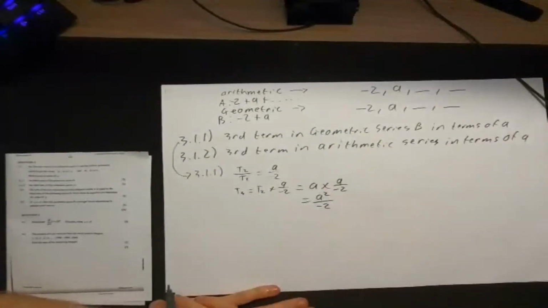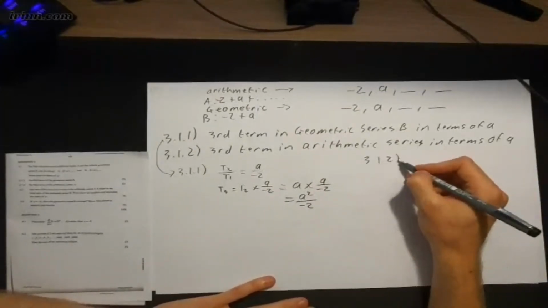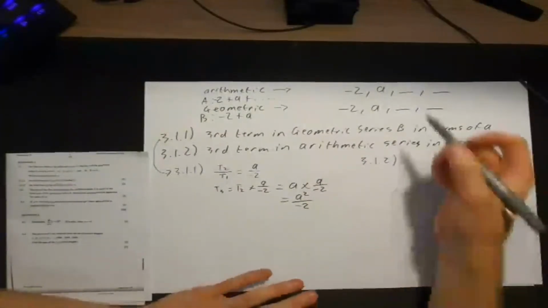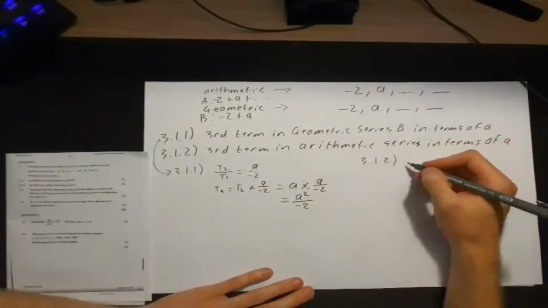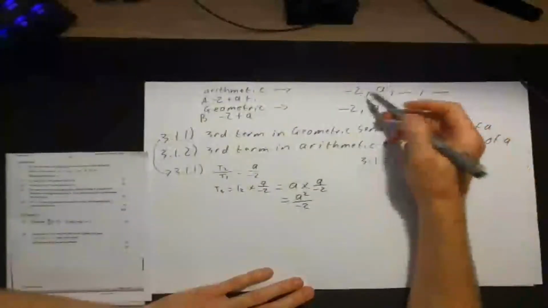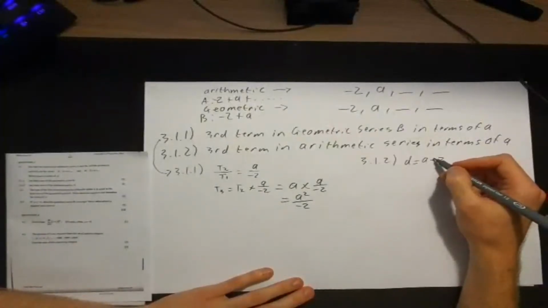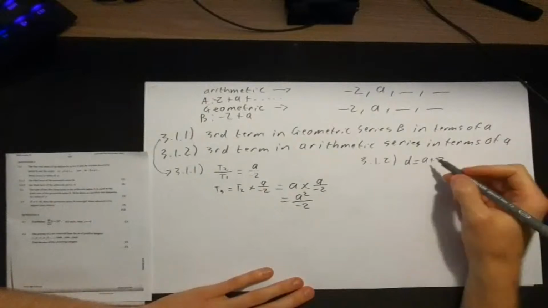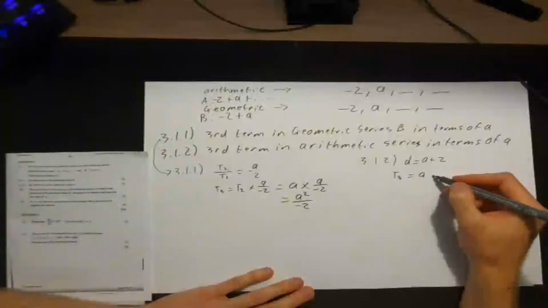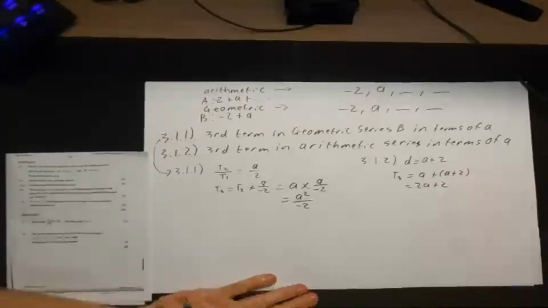Perfect. Okay, or you can put the negative at the top, it doesn't make a difference. Now if we look at 3.1.2, it says the third term of the arithmetic sequence. An arithmetic sequence has a common difference. So the common difference is just going to be the difference between these, so it's A minus 2. So that becomes, and then we want 3, which then equals A plus 2A plus 2.